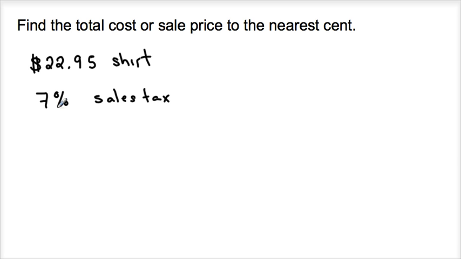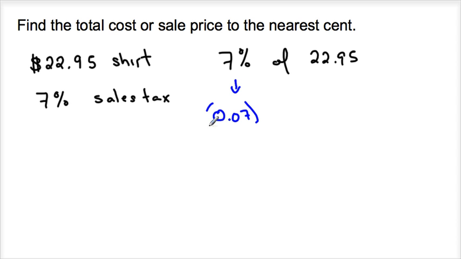First one, find the total cost or sale price to the nearest cent. T-shirt is $22.95. The sales tax is 7%. So what I want to know is what is 7% of $22.95? First thing I want to do is convert 7% into a decimal, so I got 0.07 of, meaning multiplying, $22.95. Depending on your teacher, you may have a calculator for this, or you may have to do this manually. If you take 0.07 times $22.95, you should get an answer of 1.0665.